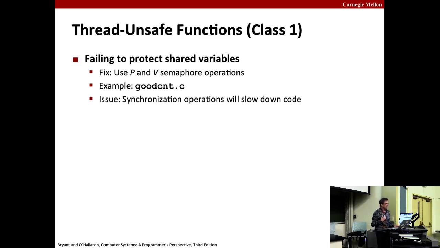Okay, so the class 1 functions fail to protect shared variables. And so the fix, as we've seen, is to use P and V to guarantee mutually exclusive access and thereby protect the accesses to the variable. So we saw this with that good count program. And then the problem, as we also saw with good count, is that the synchronization operations can be slow. So if they're in a tight inner loop, it can really slow your program down.